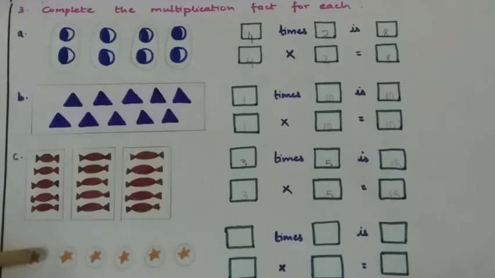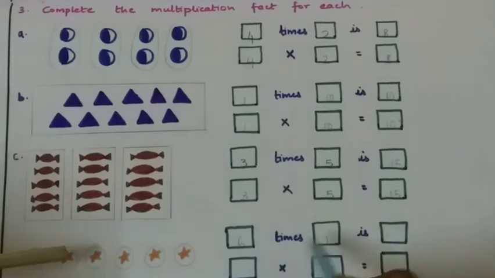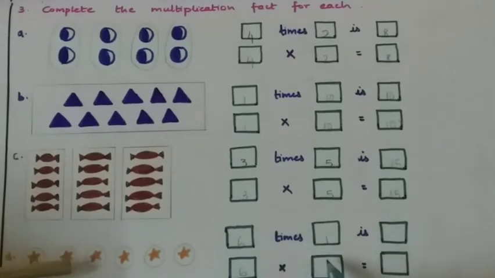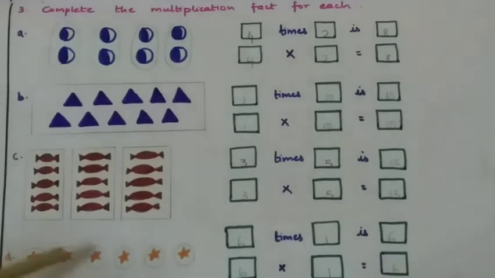Here there are 1, 2, 3, 4, 5, 6 groups with each group having only 1 star in it. So this is written as 6 times 1 or 6 into 1. So 1 when multiplied by any number is going to give the same number as the answer. So the result is going to be 6. So your kid should be able to do this activity without any mistake for them to proceed to the next activity.